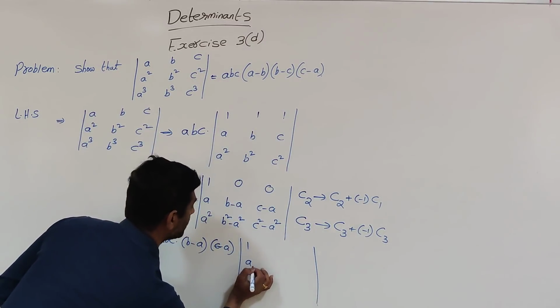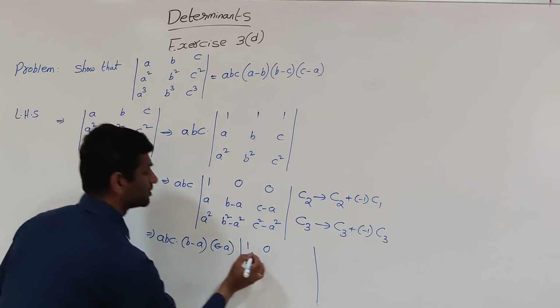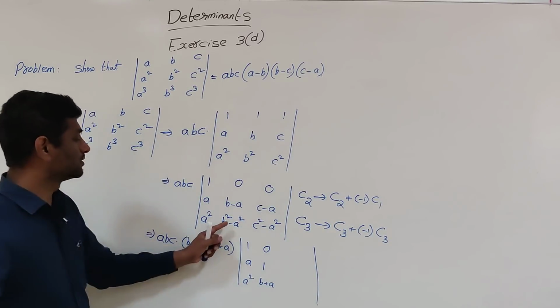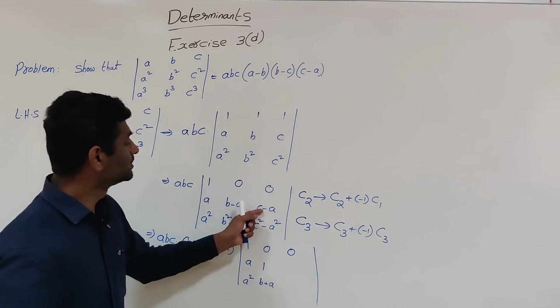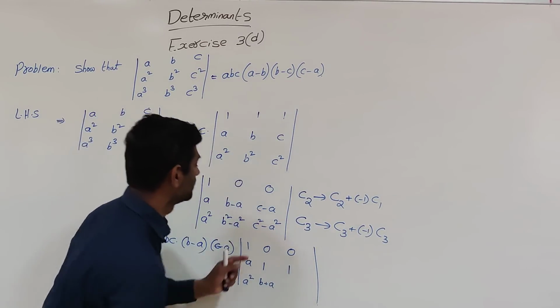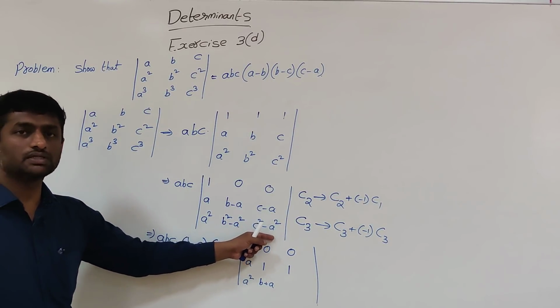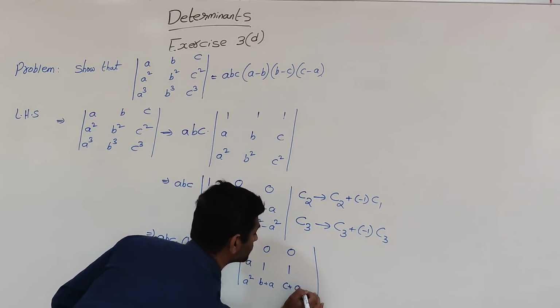A square, 0, as B minus A is out, so it will be 1, and it will be B plus A, because B minus A into B plus A. So again 0, C minus A is out, C square minus A square can be written as C plus A into C minus A, but C minus A is out, so it will be only C plus A.